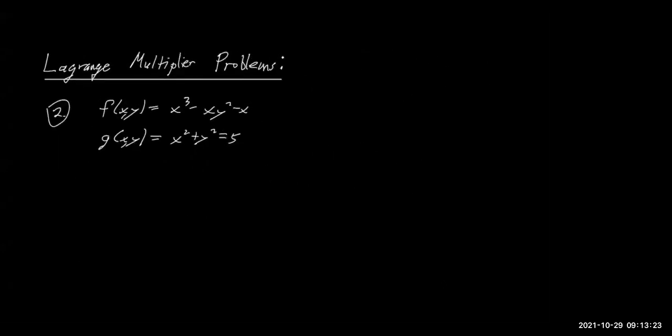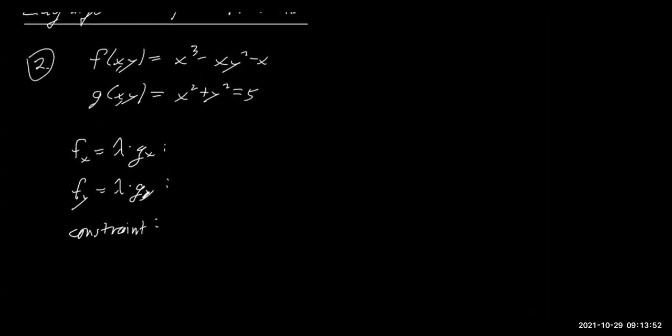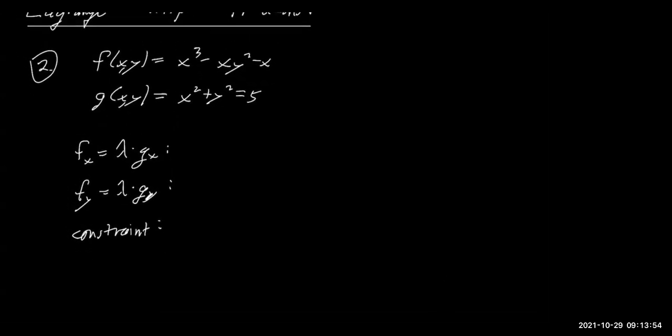Okay, so remember the way the Lagrange multipliers works: we're going to have f sub x, the partial x, is lambda times g sub x. And we're going to have the partial y equals lambda times g sub y. And then we're going to have the constraint equation also. And then that will give us the 3 equations and 3 variables. So yeah, take a minute and write out these 3 equations.